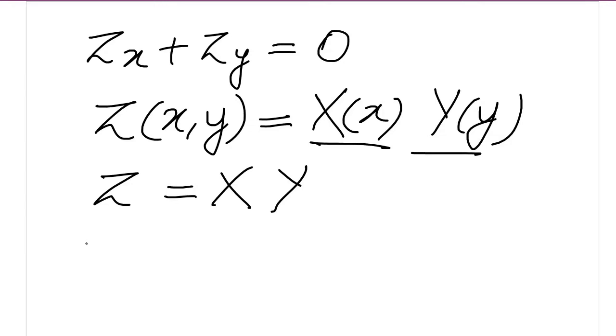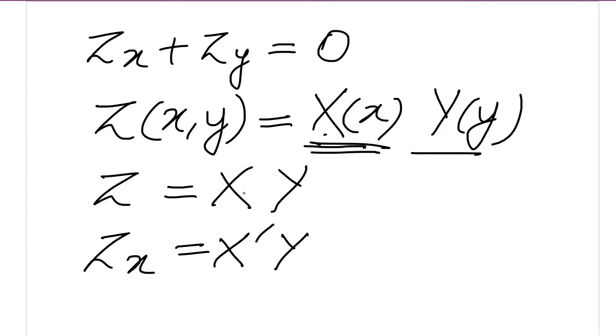Now what is zx then? Zx will be X dash Y, because here capital X is the only function which contains x terms. When I partially differentiate with respect to x, Y can be treated as a constant. So this is the only term which has x, and the other term is a function of y. So we can just write the derivative as X dash Y.